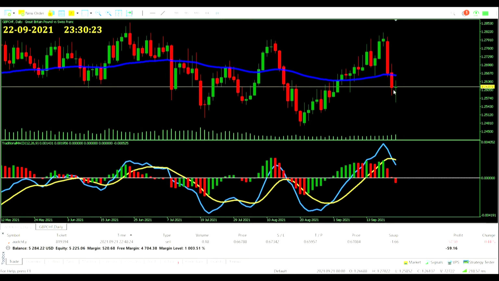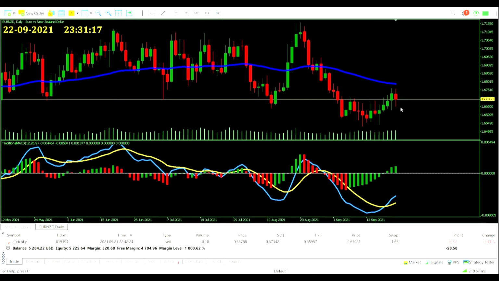Pound Swiss franc giving us a clear signal. Can't take it because we're in the Aussie dollar Swiss franc trade, but you can see it there. Price below the moving average, and that MACD has dropped pretty fast against the pound the last couple of days. Look at those big red candles there.